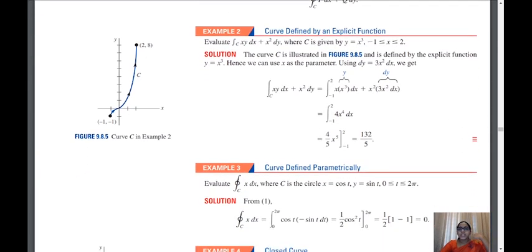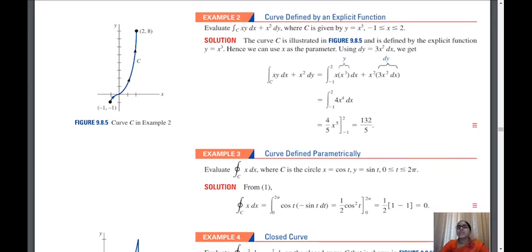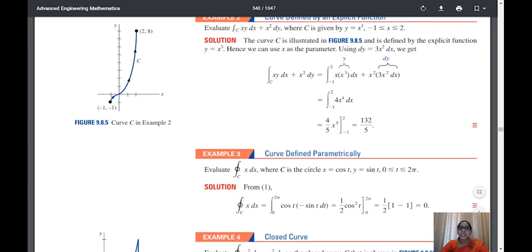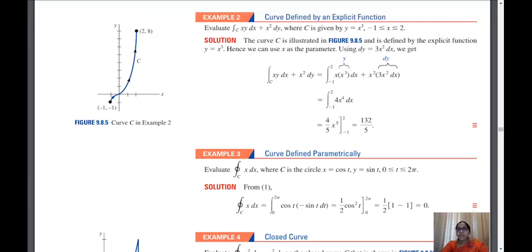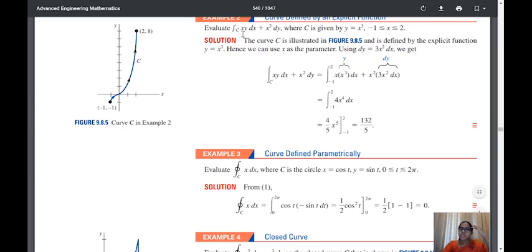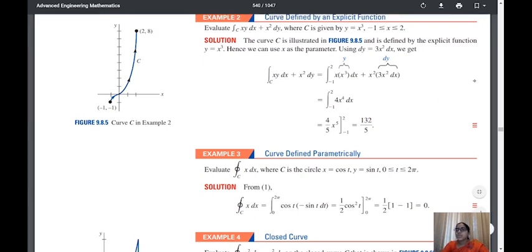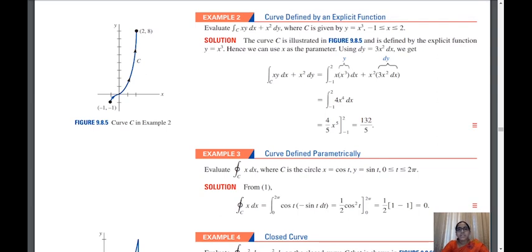So next, let's see how we can solve a problem in which the curve is defined by an explicit function. We are asked to evaluate integral over c xy dx plus x square dy, where c is given by y is equal to x cube and x is varying from -1 to 2. So this is not of the form g of xy. The curve is defined by an explicit function, so we'll replace everything in terms of x.